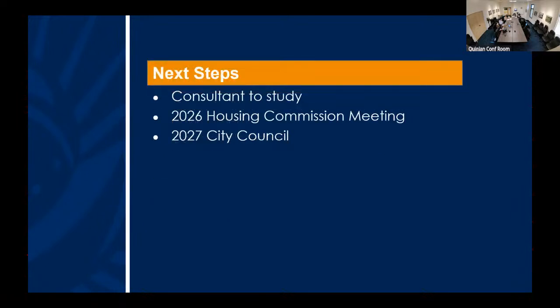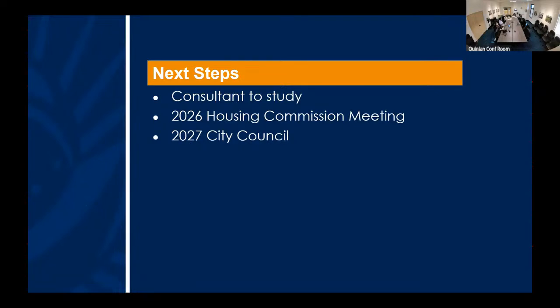So let's talk about the next steps, right? We actually did release the RFP. We're going to bring in a consultant to study this, and sometime in the fall, we haven't settled on a date yet, they will be coming back. They will be presenting the options to the Housing Commission, and we will be looking for your recommendation on them.